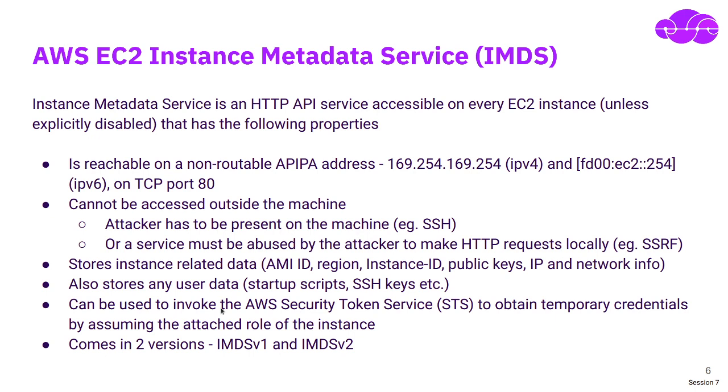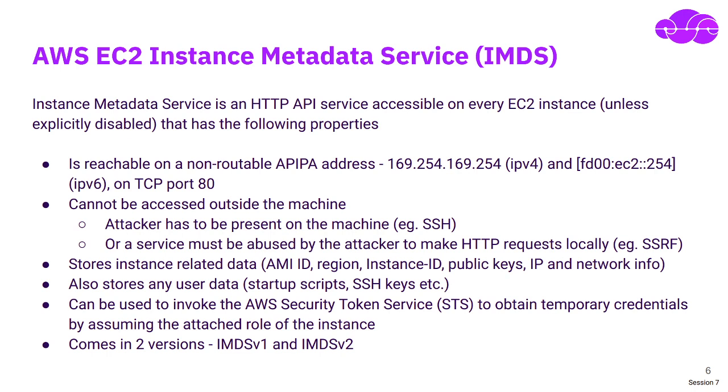The metadata service is essentially an HTTP API service accessible on every EC2 instance, unless you've explicitly disabled the service itself at startup or later once the machine starts. It has the following properties. It's reachable on a non-routable APIPA IP address, which means you will not be able to access the IMDS service for your EC2 instance from outside the EC2.